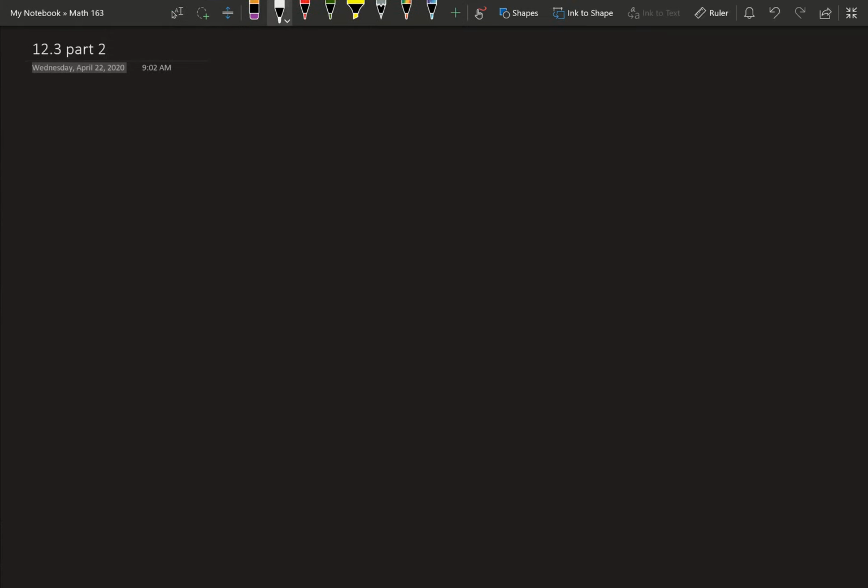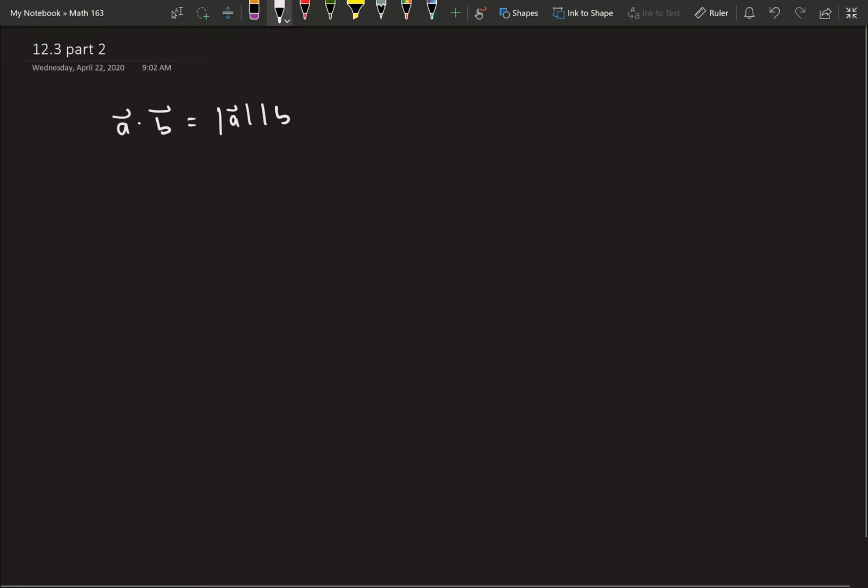Okay, so we're going to continue from last time. And last time we showed that if we had two vectors, A and B, then their dot product was the length of A, the length of B, cosine of theta, where if A and B were sitting here somewhere in space, then theta was the angle between them.